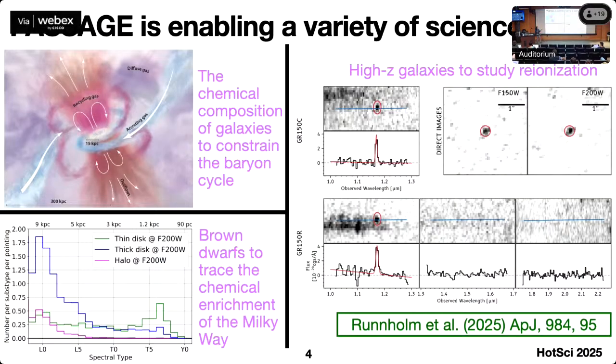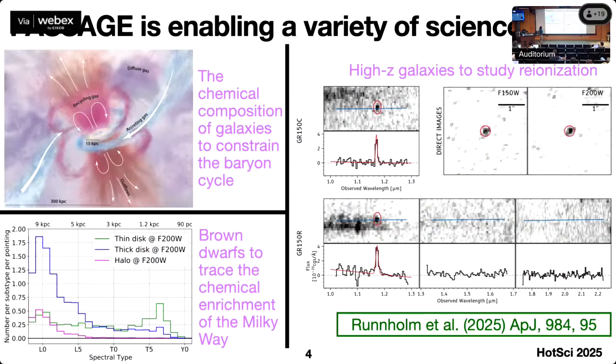So these are 3 different science cases. There's more, but I'm just going to touch on these to show you the breadth of the science that's being enabled. So we can study the chemical composition of galaxies to constrain the baryon cycle. I'm going to spend the rest of my talk on this, so I'm going to skip it for now.